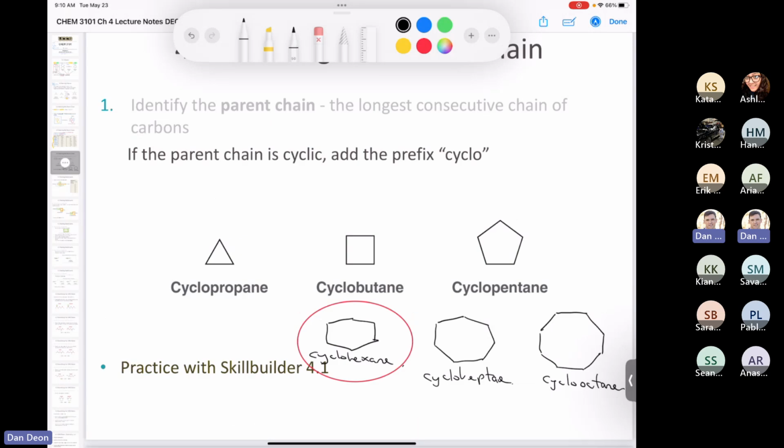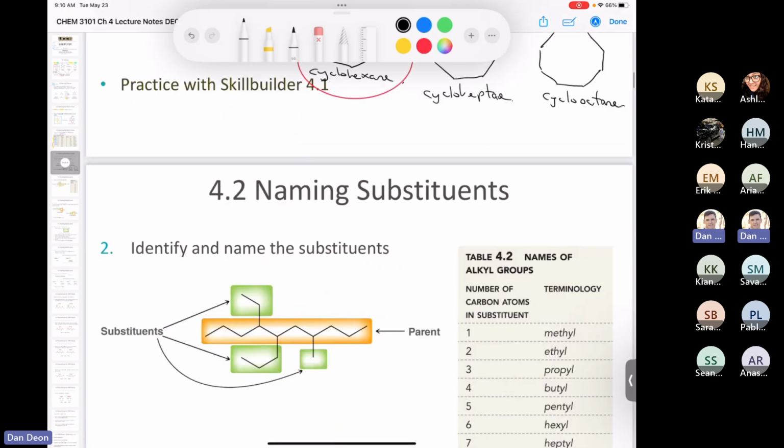Everybody with me so far? Thumbs up if you're with me so far. Follow me along with the alkanes and then the cycloalkanes. Cool. Good. All right. Well, let's move on from there.